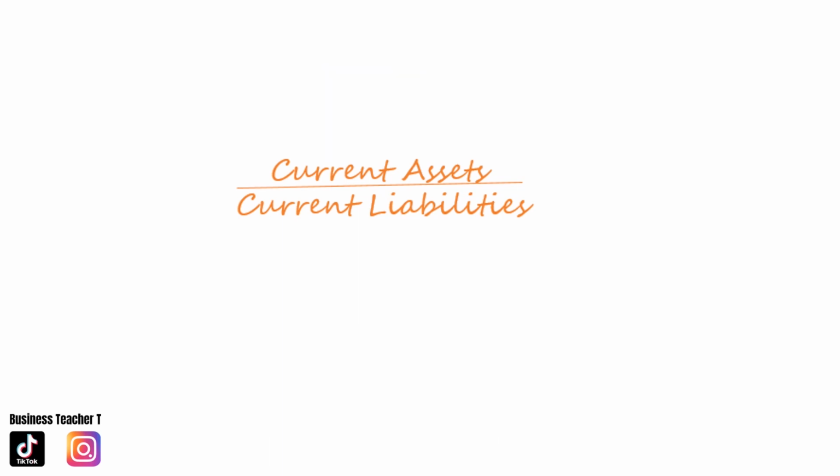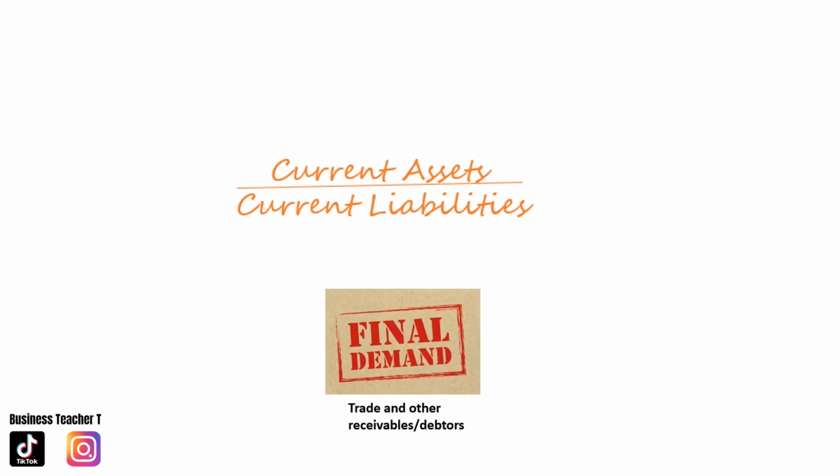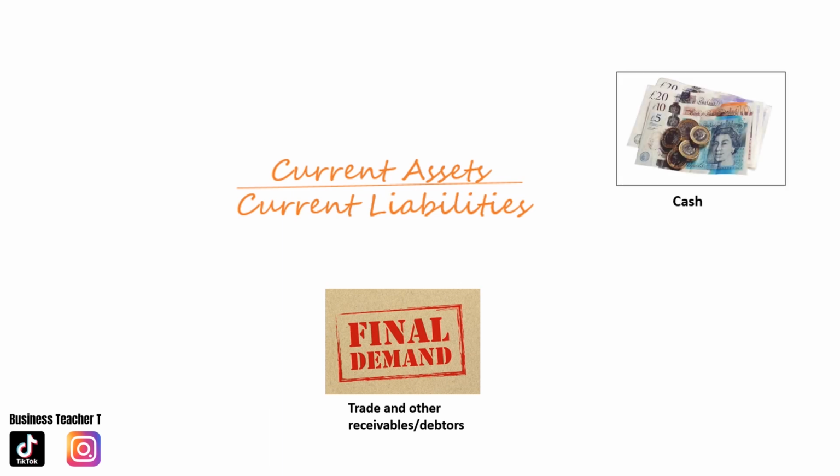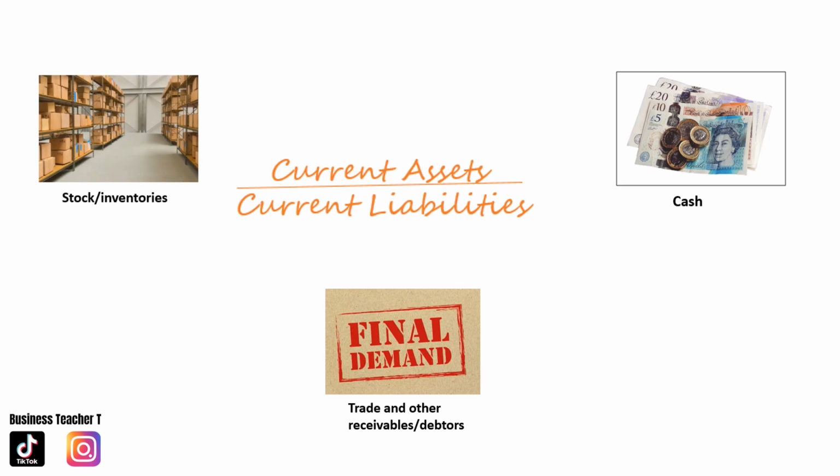Current assets show the cash or near cash available to the business that can be changed into cash within 12 months. They are liquid assets. Examples of current assets include trade and other receivables, also known as debtors, which relates to the money that is owed to the business by customers. Cash could be cash in a bank or cash on the premises. And stock or inventories: unsold stock or raw materials or components and finished goods that the business has available.